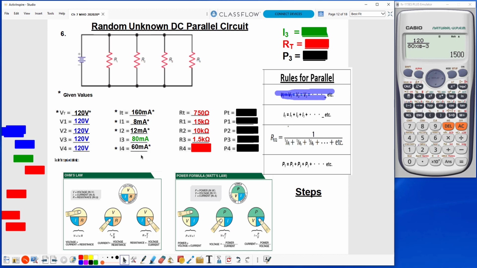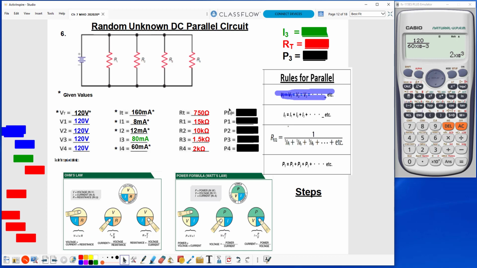Next one is 120 divided by 60 milliamps. So I'll go here, I'll change this 8 to a 6. All right, I've got 60 milliamps, and up top I'm going to have 120 volts. 120 volts divided by 60 times 10 to the negative third milliamps. We've covered it up, and we got the V over the I. So equals, and it looks like it's going to be a 2K ohm resistor.